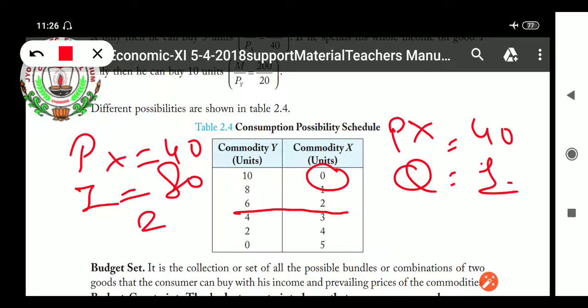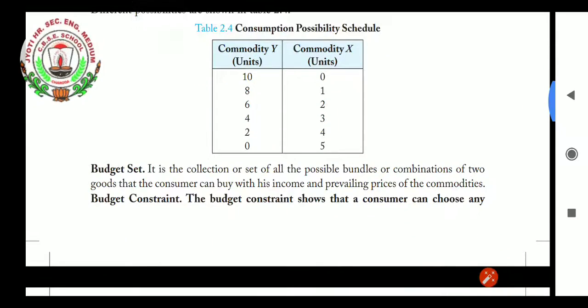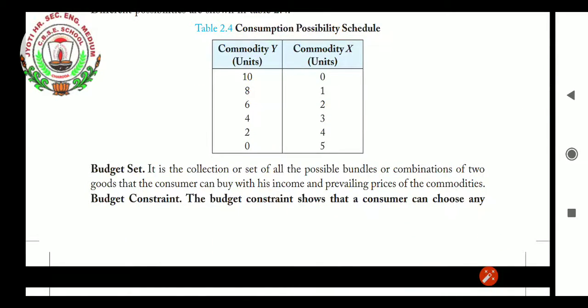So this is the way the composition is done to express to us the budget line. It says that this much is the budget line of a consumer, more than that he cannot purchase, but less than that, if he is not satisfied, he can purchase more units of any of the commodities to satisfy his income level. Budget set.